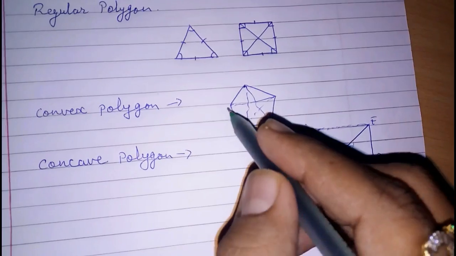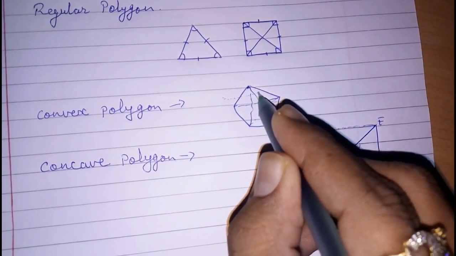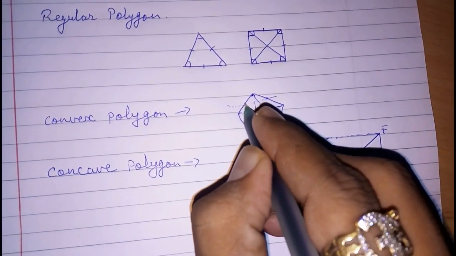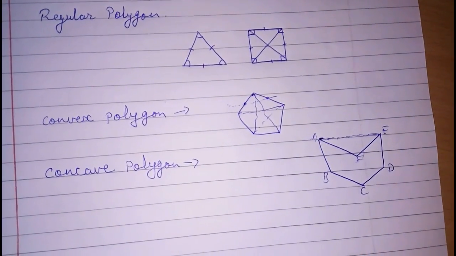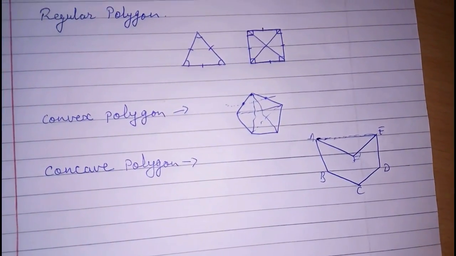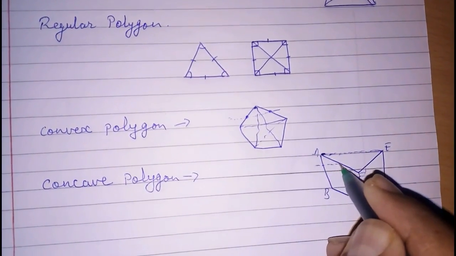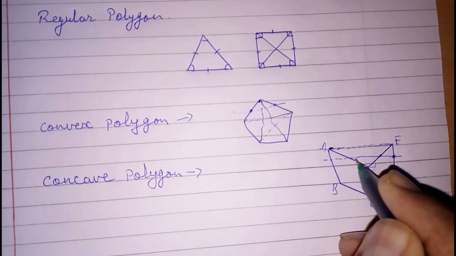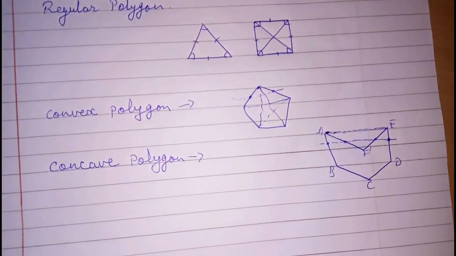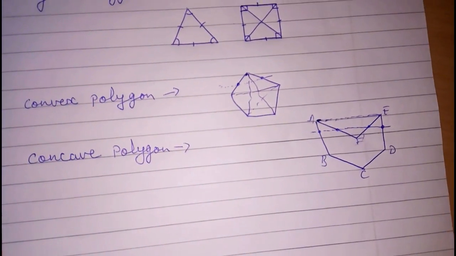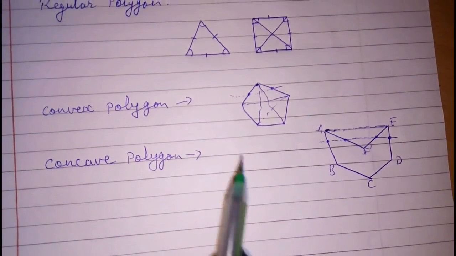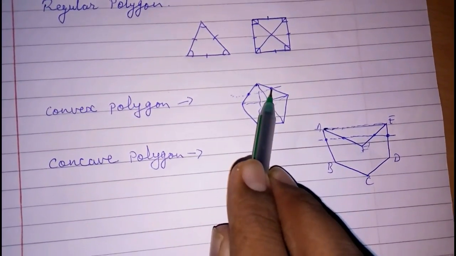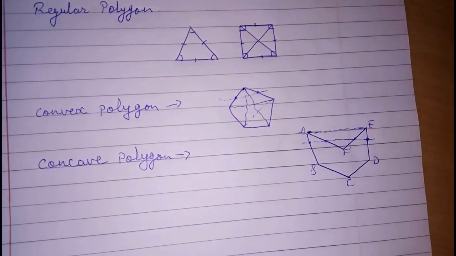Or if I draw a line, suppose like this, and it intersects at most 2 points, then we can say that it is a convex polygon. Look here, I am drawing a line that is intersecting at 4 different points, so we can say that it is a concave polygon. It should intersect at most 2 points only, not more than 2.